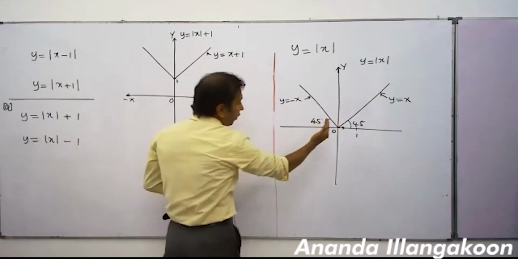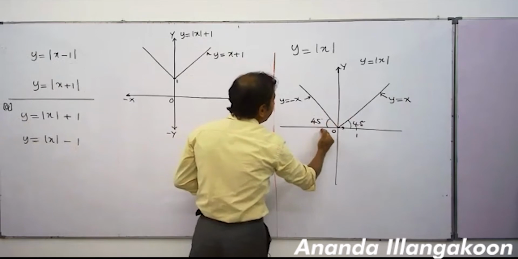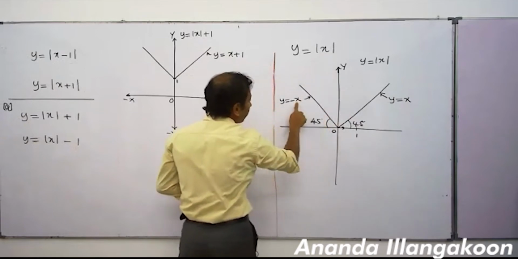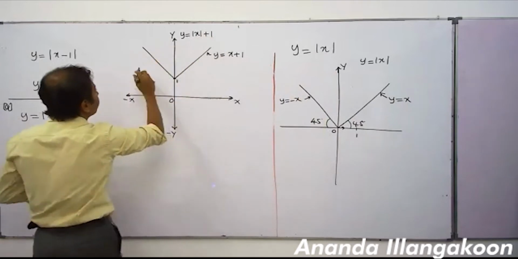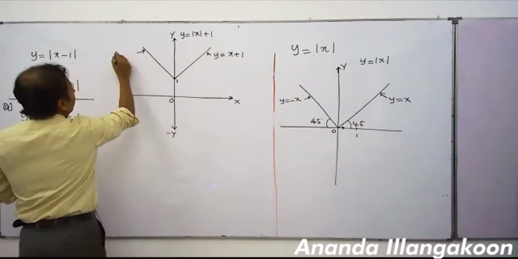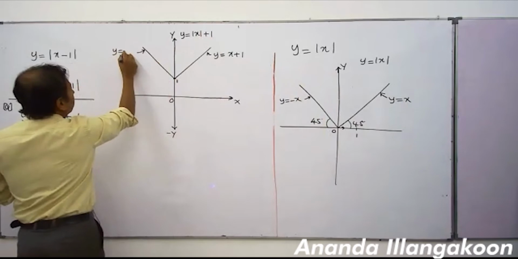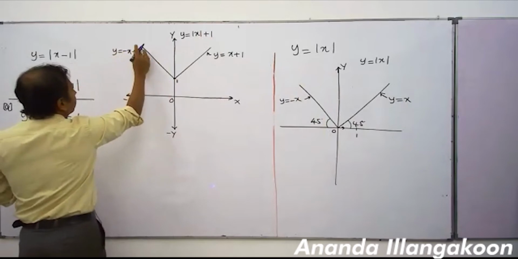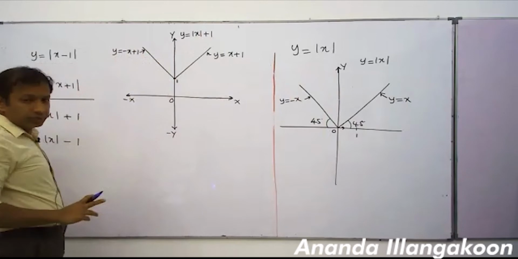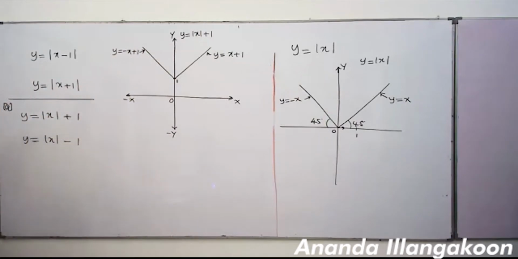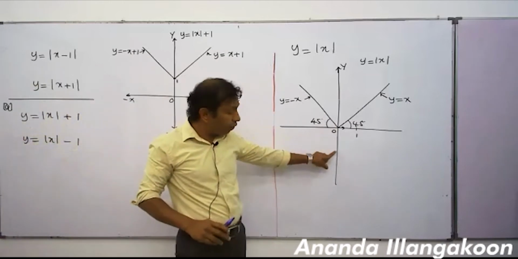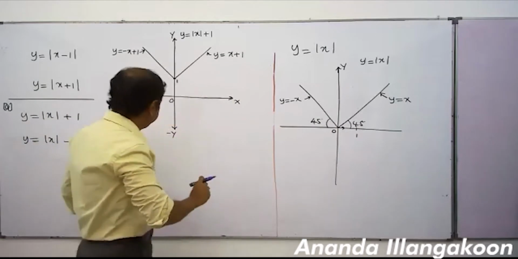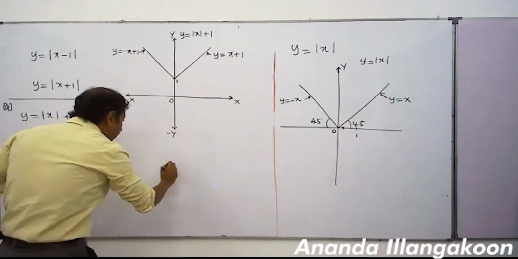On the left hand side of 0, this mod x is minus x. This is minus x. To that 1 is added. Therefore, the equation of this y equals minus x plus 1 is the equation. Right. Similarly, this can be drawn by lowering this mod x graph by 1 unit downwards. Right. That one we can draw.